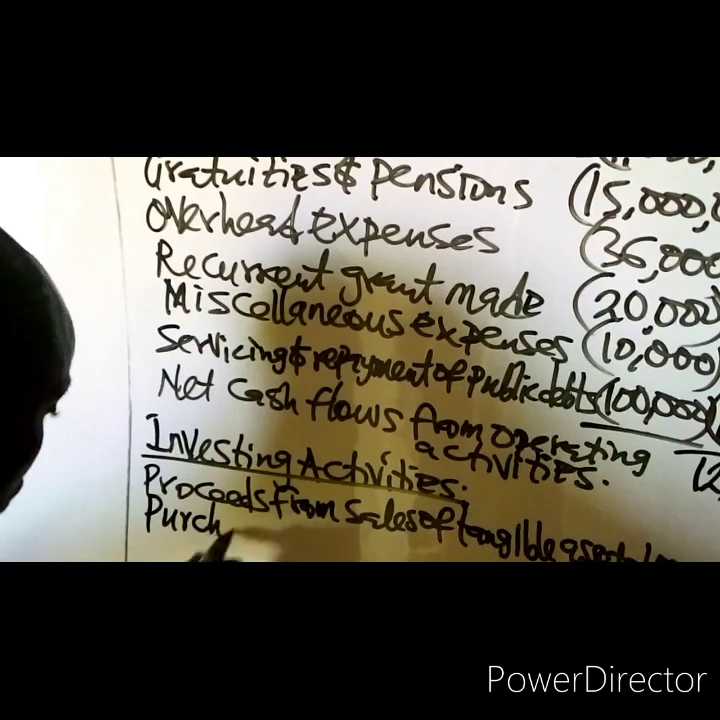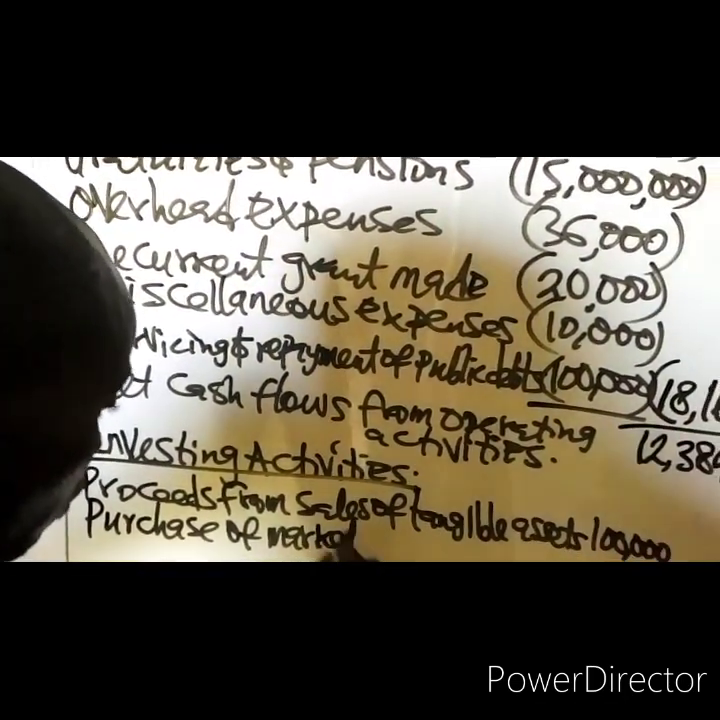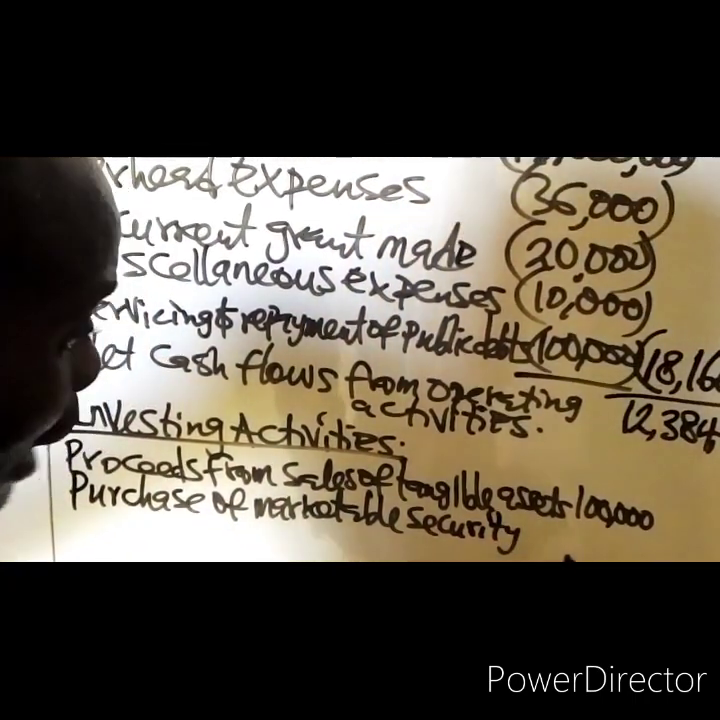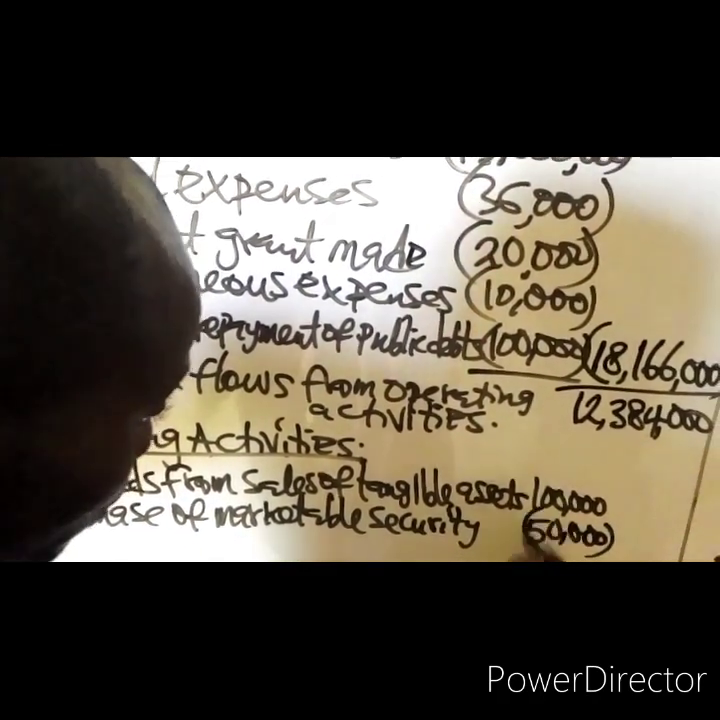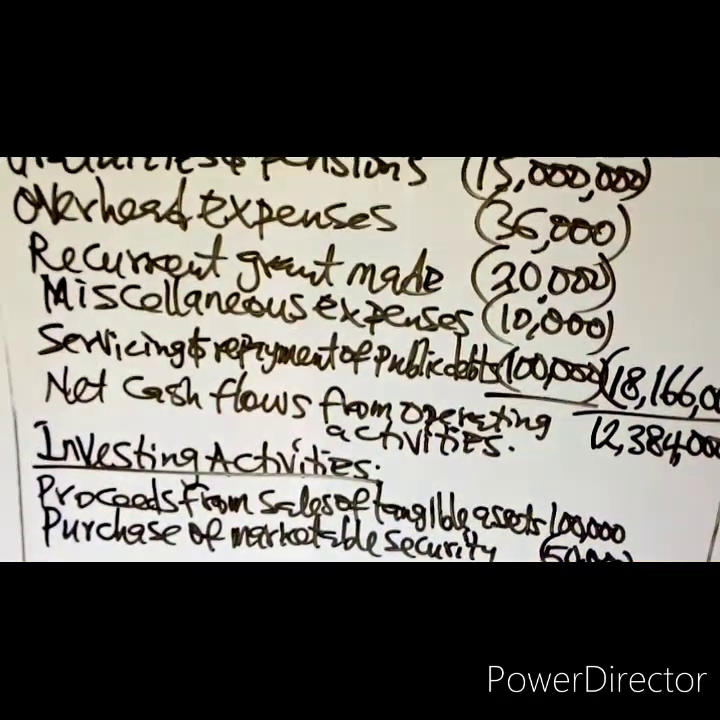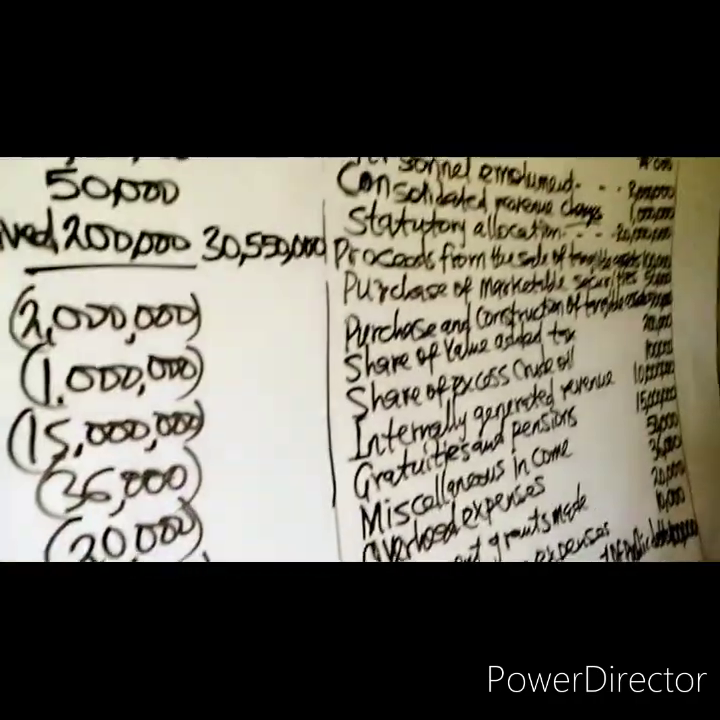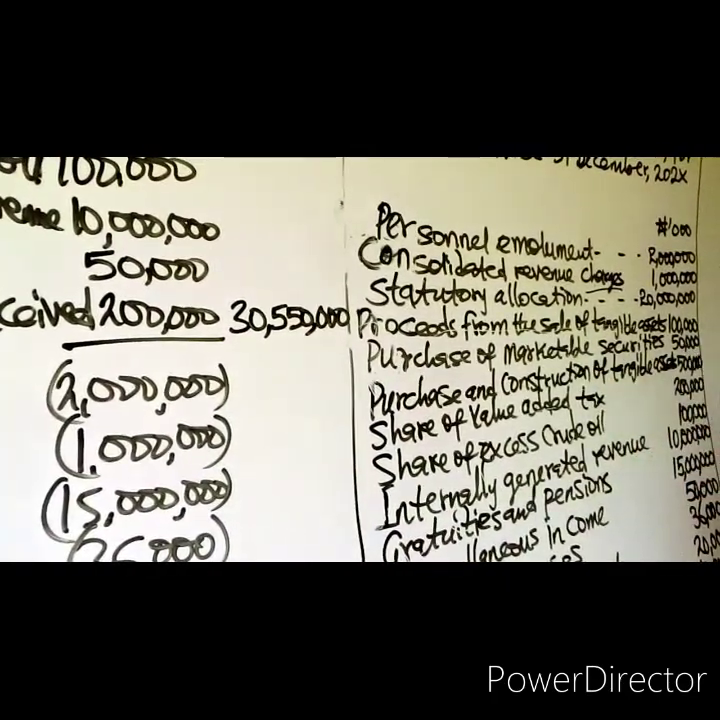Purchase of marketable security, and that is 50,000, and is an outflow. Purchase will result in payment. Anytime you make a purchase, then cash will be expended. Purchase of marketable security, 50,000.